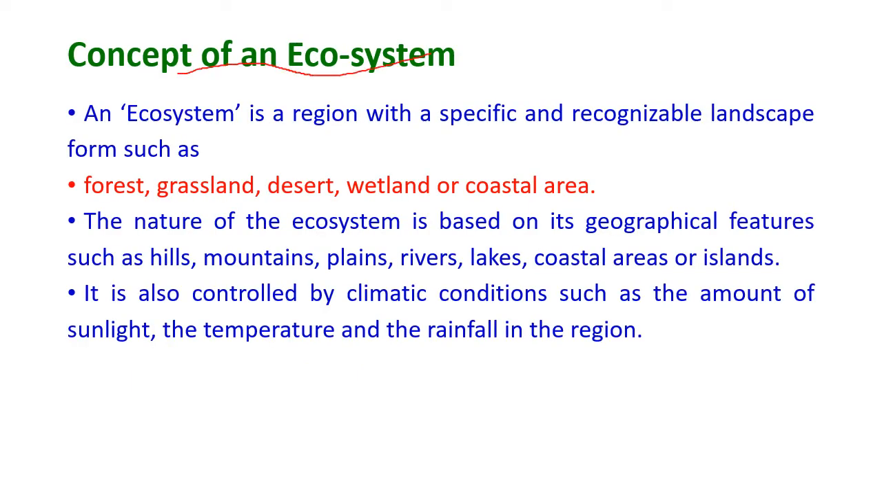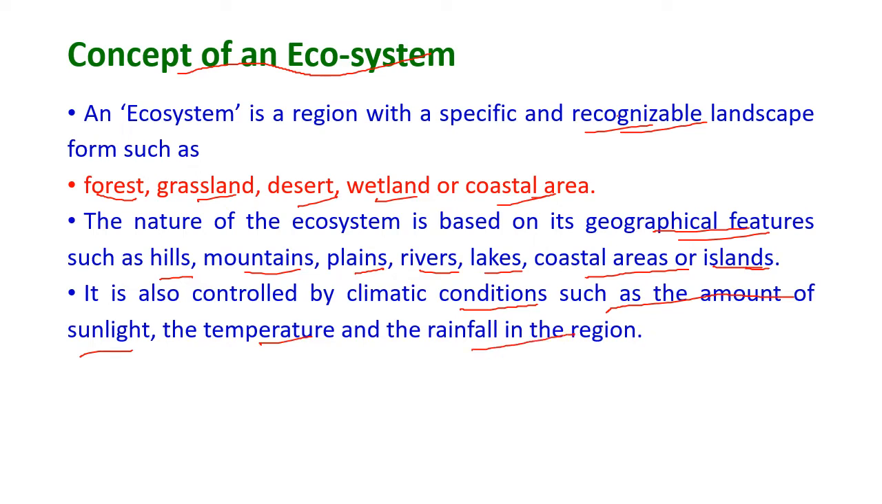Next, concept of an ecosystem. Here, an ecosystem is a region with a specific and recognizable landscape form, such as the forest, grassland, desert, wetland, or coastal areas. The nature of the ecosystem is based on its geographical features such as the hills, mountains, plains, rivers, lakes, coastal areas, or islands. It is also controlled by the climatic conditions prevailing in that area, such as the amount of sunlight, the temperature, and the rainfall in that particular region.